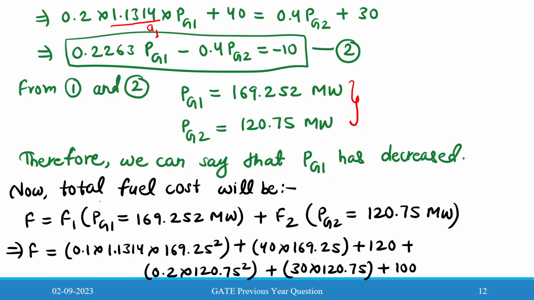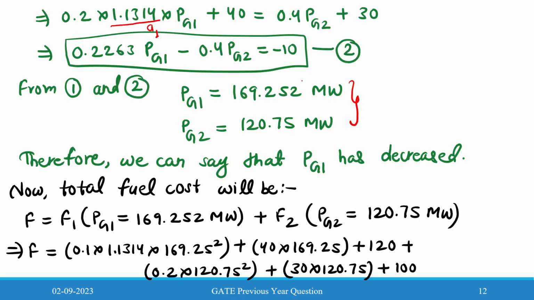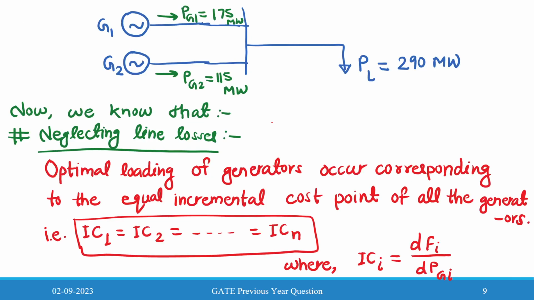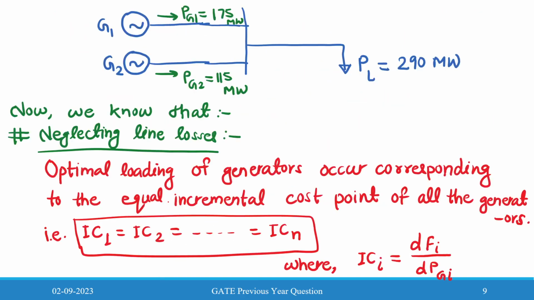And similarly the fuel cost can be calculated with respect to the new power generated by the generators. You calculate F1 with respect to PG1 equal to 169, and F2 with respect to PG2 equal to 120 megawatt. So we will get the F value as 16,769.73 rupees per hour. Earlier we got the F value as 16,465. So this value has increased. F value has increased and PG value has decreased. It's a simple mathematical question, sir. So A is the correct answer: PG1 will decrease and F will increase.